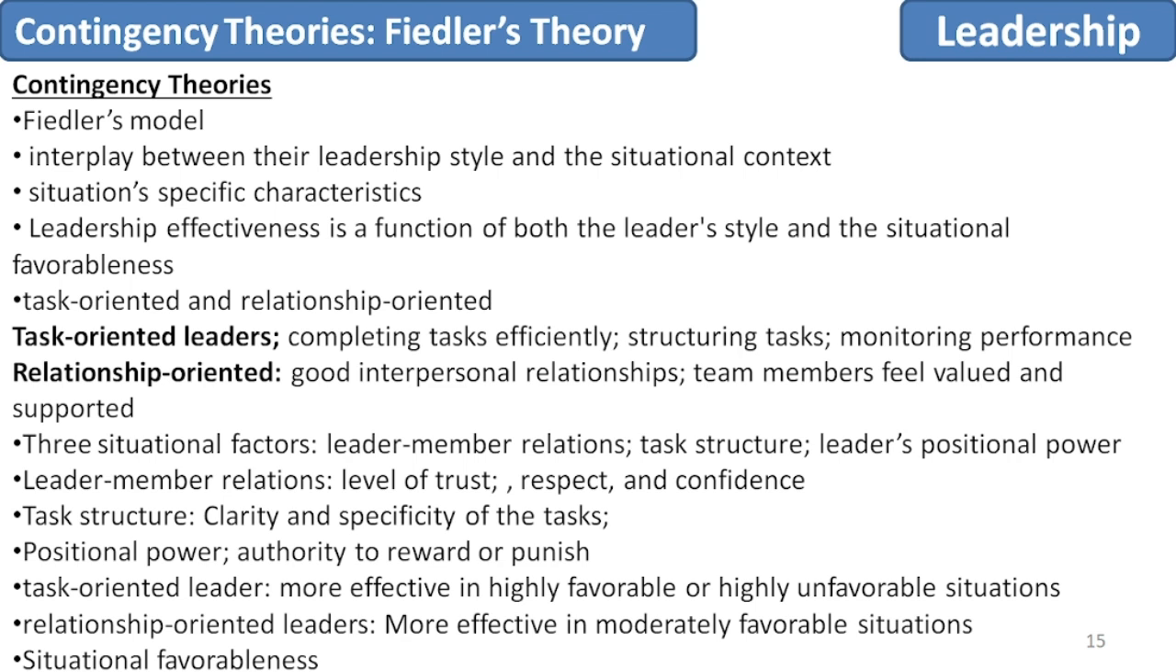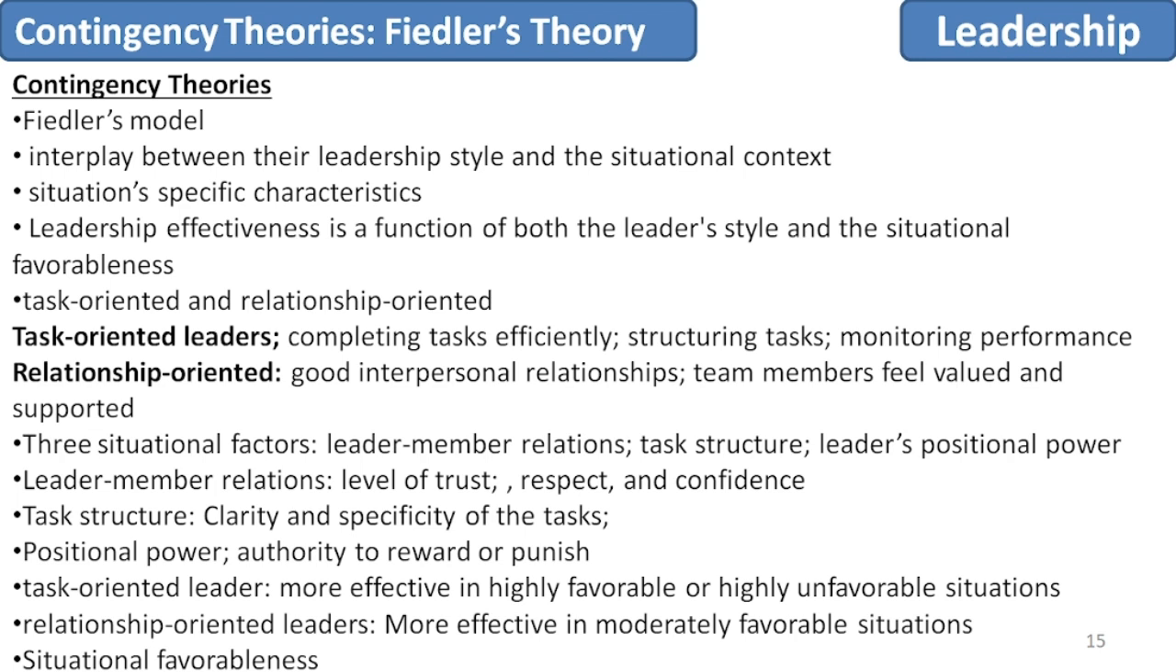Task-oriented leaders prioritize achieving goals and completing tasks efficiently, often focusing on structuring tasks and monitoring performance. In contrast, relationship-oriented leaders emphasize fostering good interpersonal relationships and ensuring team members feel valued and supported.